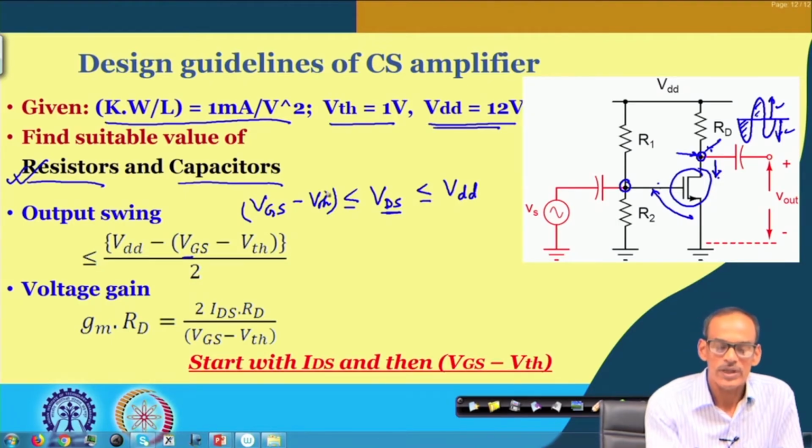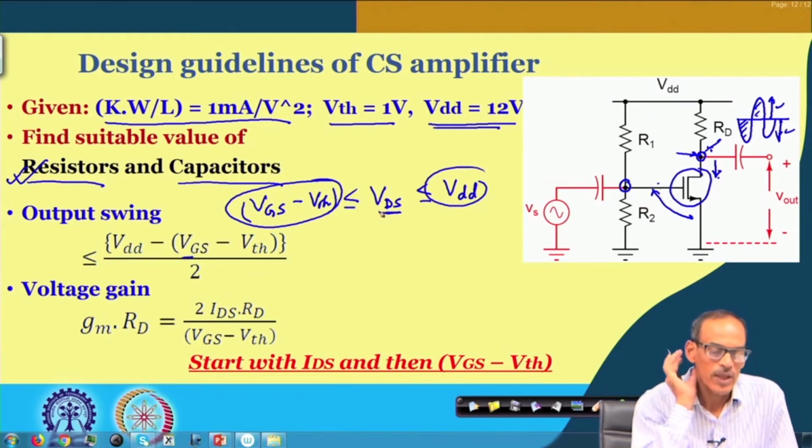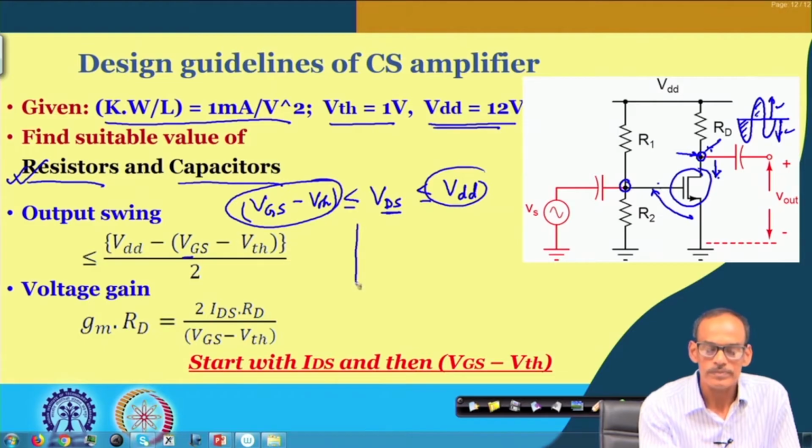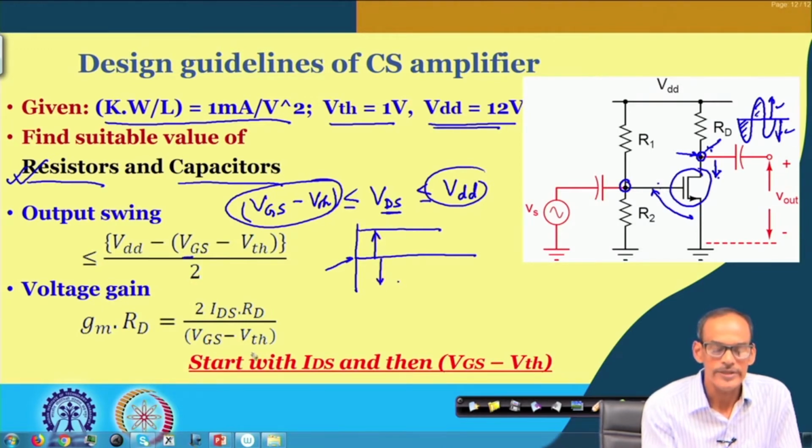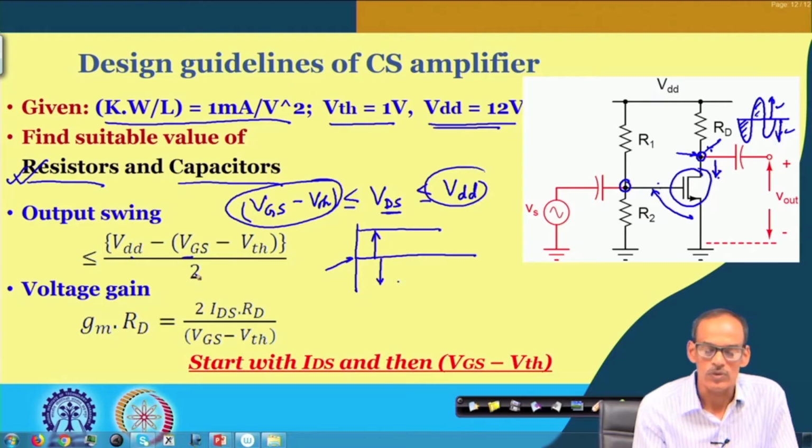In other words, if I take the average of these two voltages, that gives the DC voltage. If the DC voltage is set at the average of these two, then the positive side swing and negative side swing will be equal, and at the limiting case the swing will be (VDD minus (VGS minus VTH)) divided by 2.